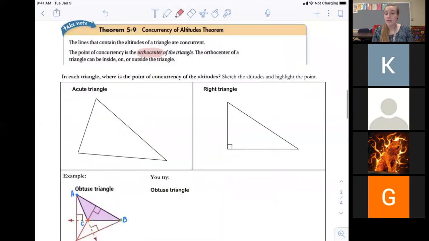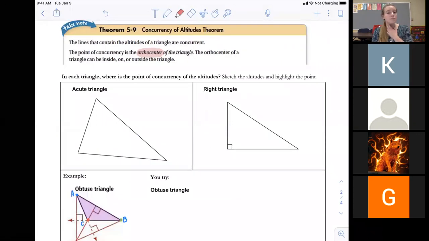The last thing we're doing is drawing all my altitudes. I'm sketching the points of concurrency for an acute, a right, and an obtuse triangle to see which one's on the inside, which one's on the outside, and which one's on the triangle. We could spend whole days on this, but we're just gonna sketch it pretty quickly. We still got about 7 minutes of class, so I don't think this will be too rushed. So let's zoom in on the acute triangle.